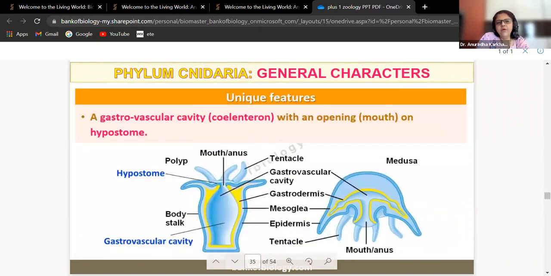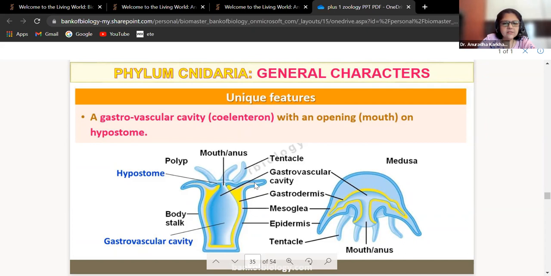Then they have something called a gastrovascular cavity, which we call the coelenteron, with an opening which is the mouth on the hypostome. Now what are all these things? Let us understand. Here you can see a polyp stage. Here you can see the hypostome, which is going to bear the mouth. This is the body stalk. This is the gastrovascular cavity. The way the sponges had the spongocoel, these cnidarians will have the gastrovascular cavity.